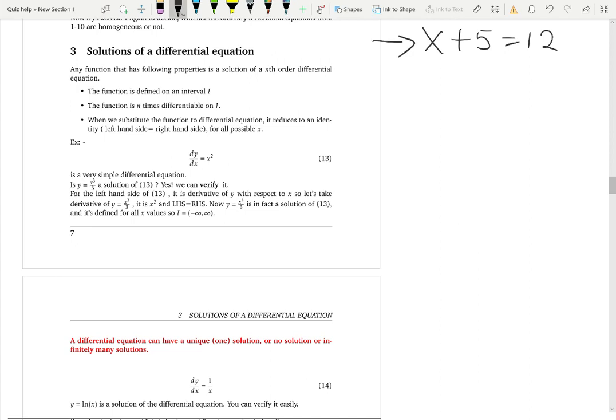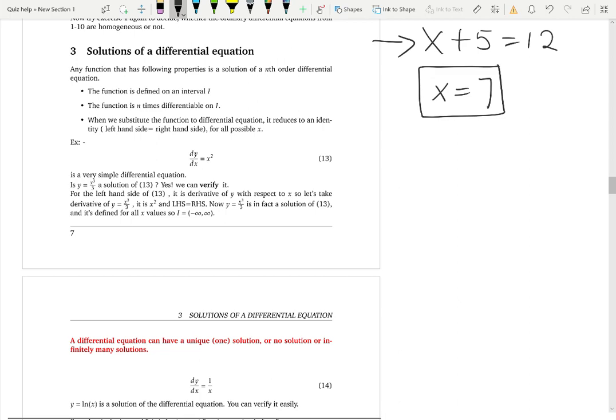Now if they ask us to solve this equation, we all know intuitively the solution for this equation is 7. Once you find that, that's it, we are done with the equation. But for a differential equation, it's not that simple.